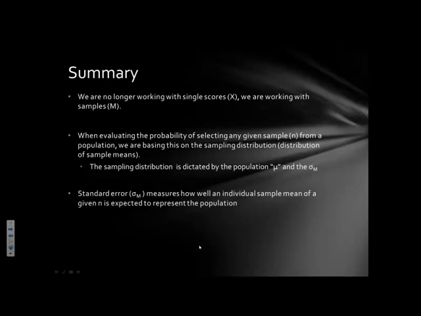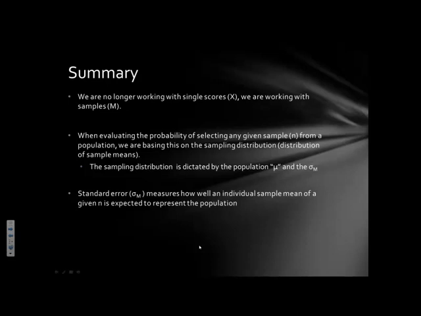And that sampling distribution is dictated not only by the population mean, which falls in the middle, but also the standard error, which is our new measure of variability or spread of means from the population mean. So how far away do we think any given sample mean will be from the population mean just due to chance? And this standard error measures how representative a particular sample mean will be of a population mean, or how well an individual sample mean of a specific sample size will represent a specific population.